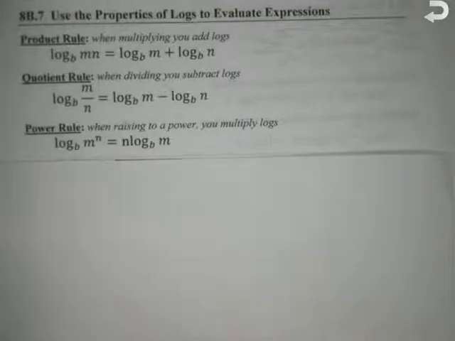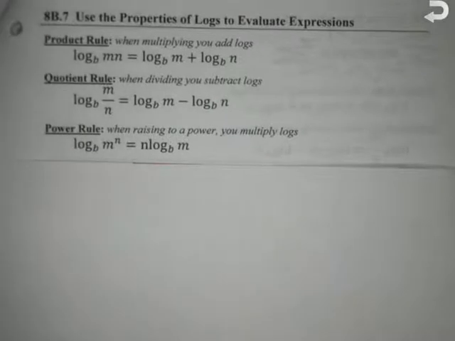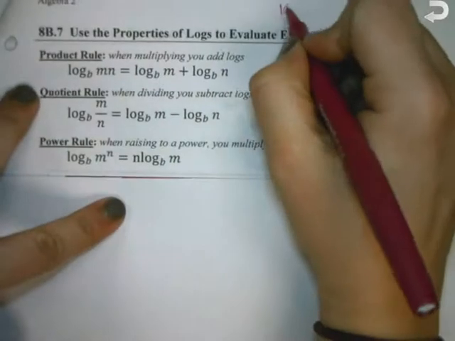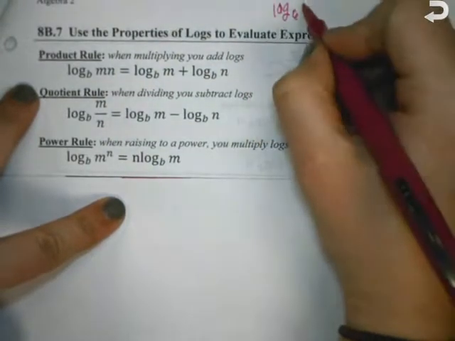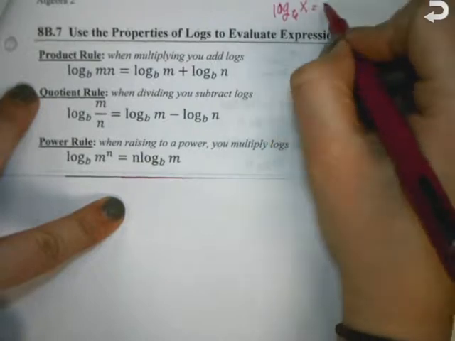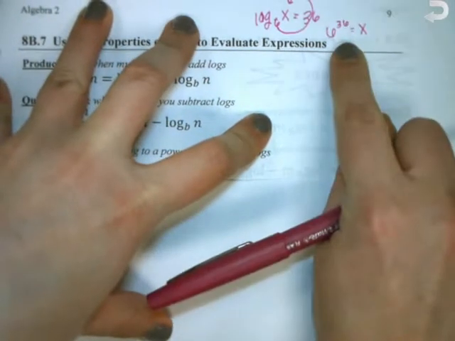In 8B.6, we just learned the properties of logs and we used them to expand and condense different log functions. So just to recap what our properties are, remember logs are a different way to write exponents, correct? Like if I have log base 6 of x equals 36, that would be 6 to the 36th power equals x, right?